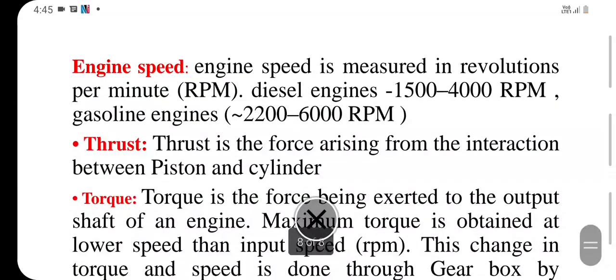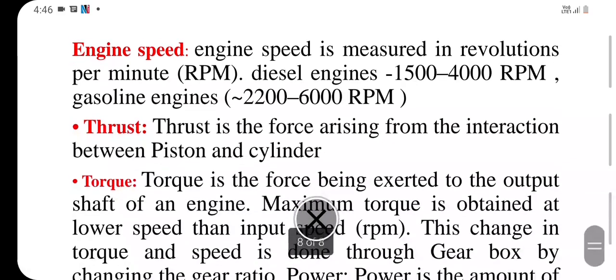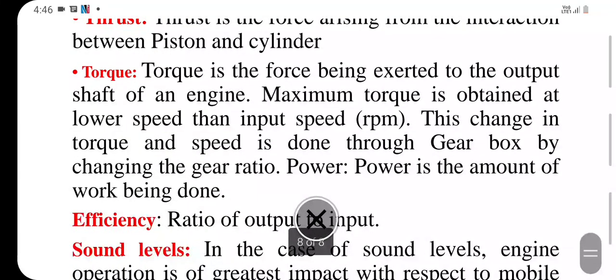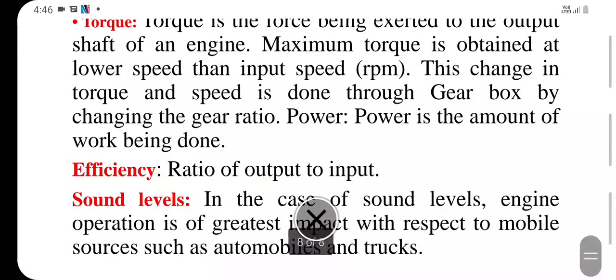Engine speed is also very important. It is measured in revolutions per minute, RPM. For a diesel engine, it is generally 1500 to 4000 RPM. For a gasoline or petrol engine, it is 2200 to 6000 RPM. Thrust is the force arising from the interaction between piston and cylinder. Torque we have already discussed. Efficiency is the ratio of output upon input. Engine efficiency actually depends upon the load.